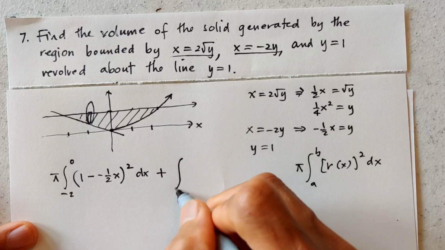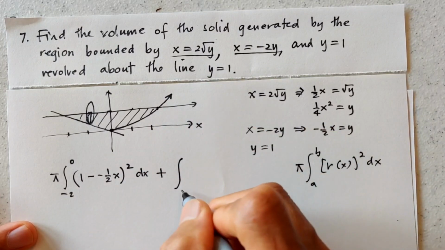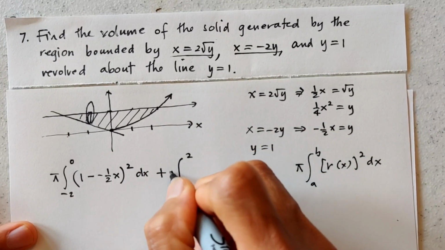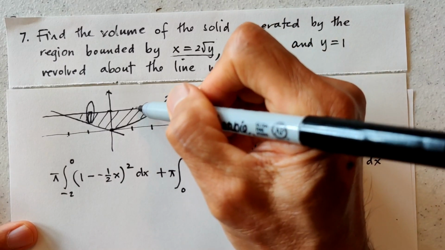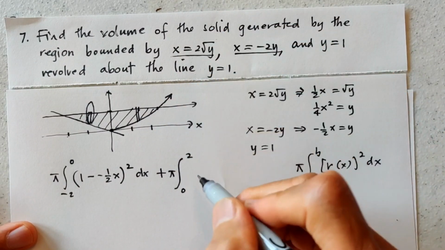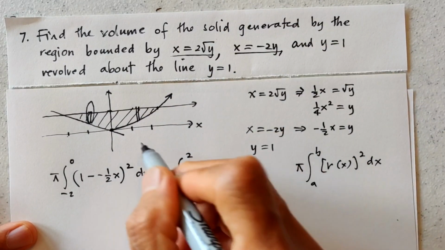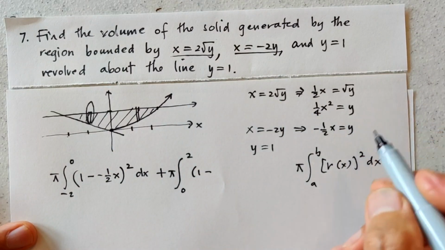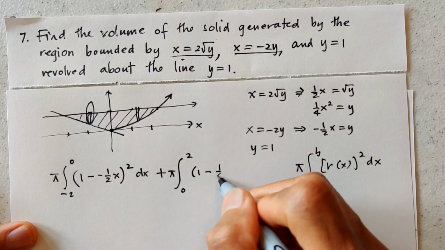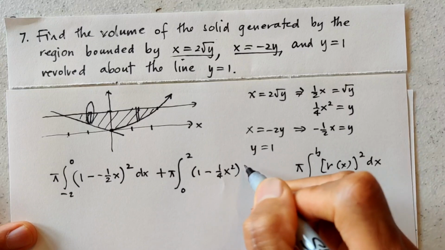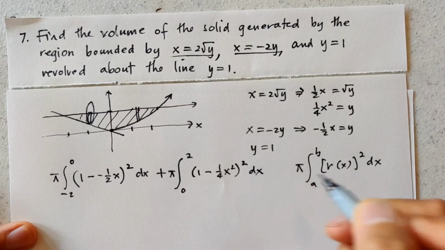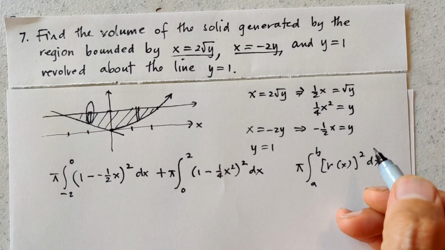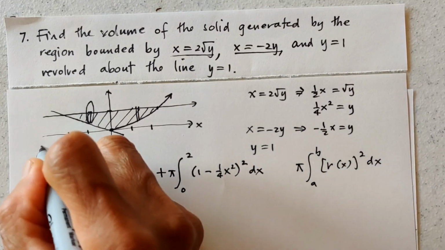And the second integral is from 0 to 2. Don't forget our pi. The radius now is determined by the line y equals 1 and the parabola 1/4 x squared dx. So that's going to be basically the setup for disk method.